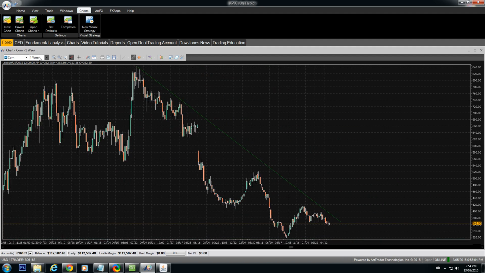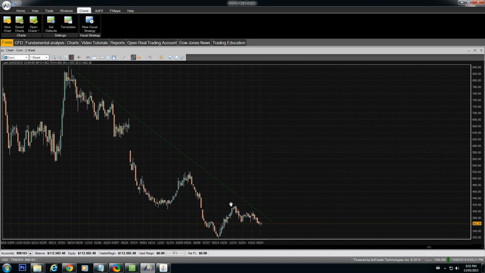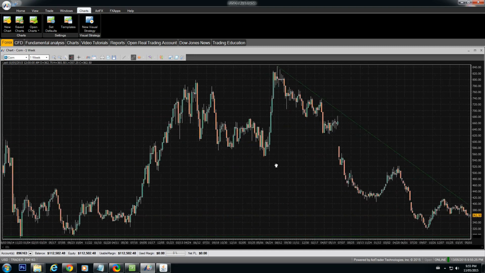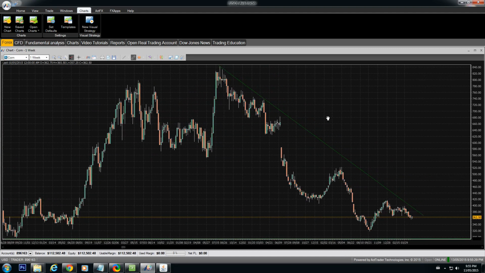Because this is a weekly chart, this is months in the making. This here is probably 2009, I don't know, probably a year or two's time, maybe 3 years time. If it breaks, there's going to be a huge opportunity here. So throughout our paper trading times, we're just going to keep an eye on that, because if it breaks, we can make a lot of money.